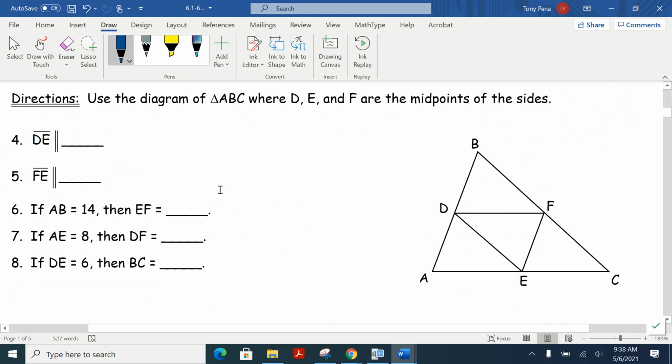All right, next one. Use the diagram of triangle ABC where D, E, and F are the midpoints of the sides. So this is a midpoint, this is a midpoint, and this is a midpoint. All right, do 4 and 5. Go ahead and fill those out. Even if you don't remember why, it should be kind of obvious if you look at the picture and understand this means parallel. Let's make sure we're clear on that. These two lines next to each other are parallel. So what that number 4 is saying, segment DE is parallel to what segment?